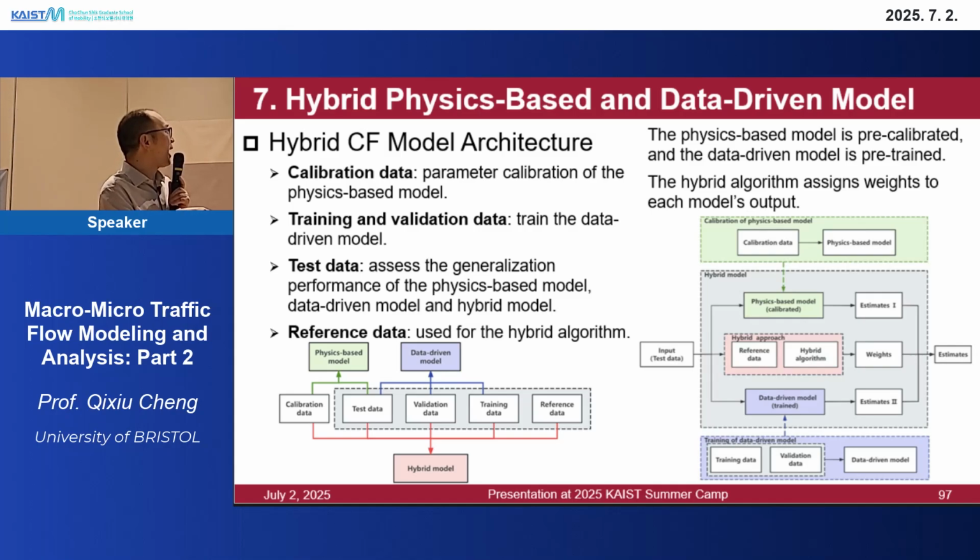And then for the hybrid model, we have the reference data set and the hybrid algorithm. The purpose of this hybrid algorithm is to obtain the weights. We have the estimates from the physics-based model, the estimates from the data-driven model, and the weights, so we can combine these using the weights to output the estimates.